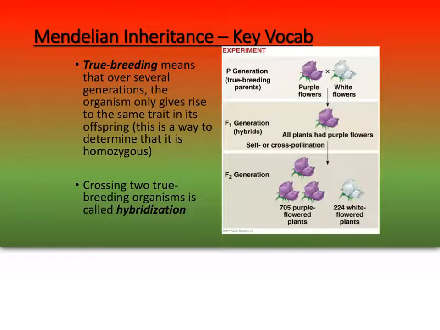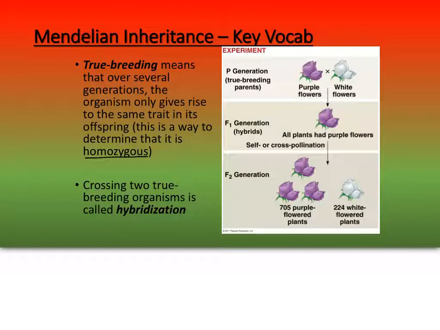A couple more terms. True breeding means that over several generations, an organism will only be giving rise to the same trait in its offspring. So if we see a true breeding plant or a true breeding organism, that is a pretty good indication that it's homozygous because we keep getting the same thing over and over again.